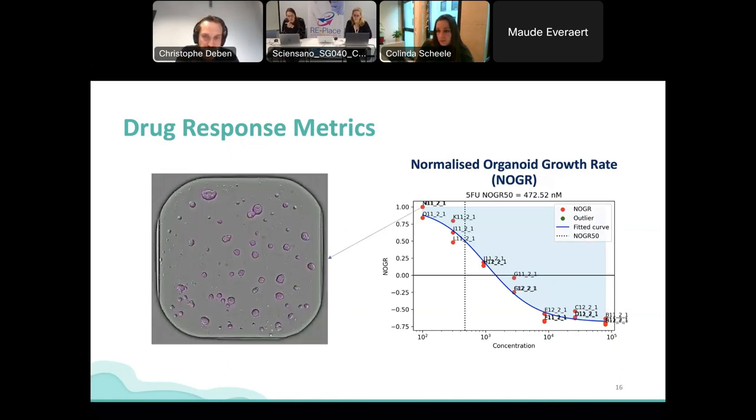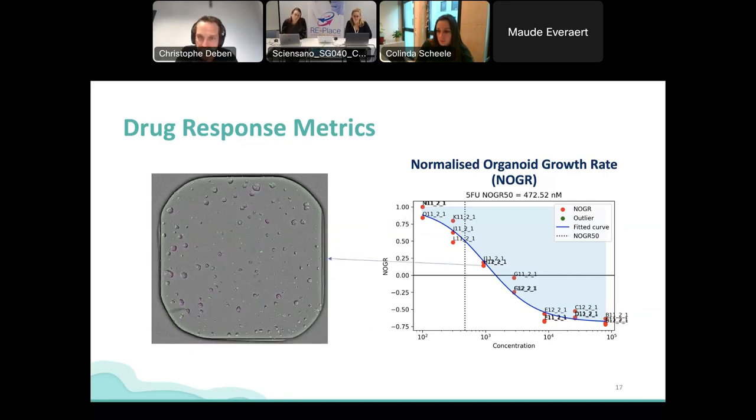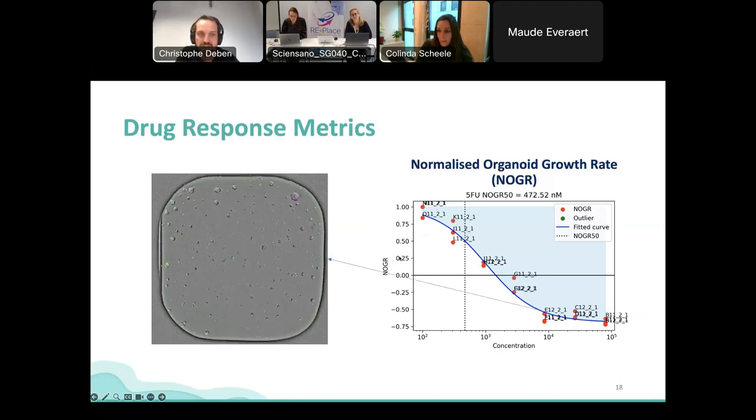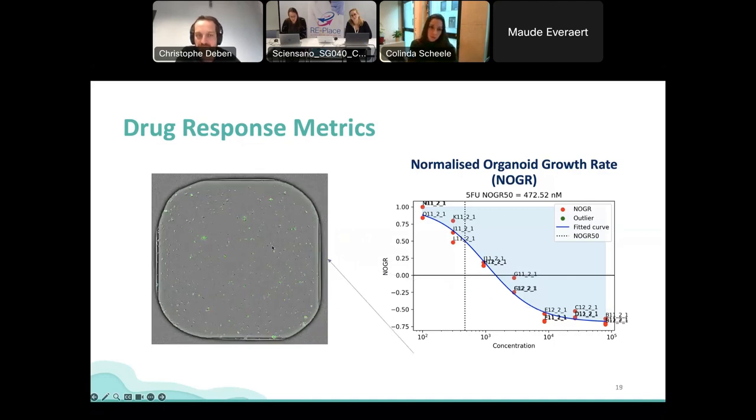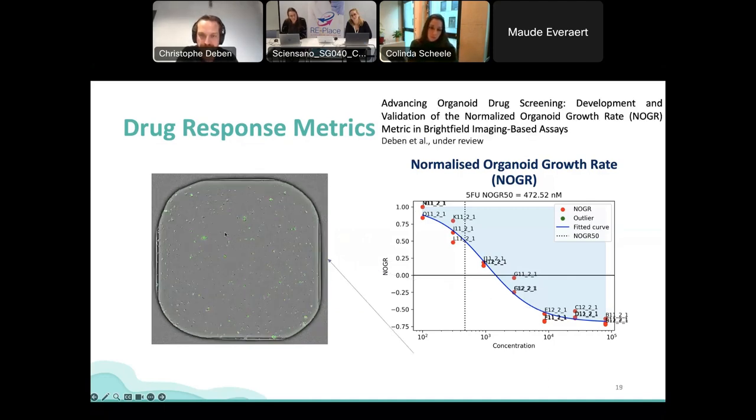And these are some images to show the values corresponding to the images. So this is the untreated control. Here around zero, you mainly see that the organoids are arrested in their growth. At the negative value, you can already see much more cell death. And of course, at minus one, everything is 100% dead. So this new organoid drug response metric and the validation of it has been submitted. So hopefully it will be available soon for your review.